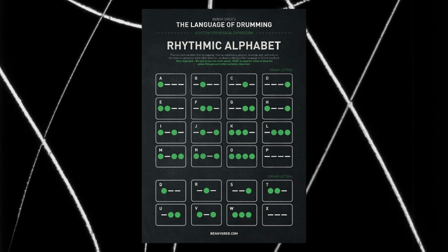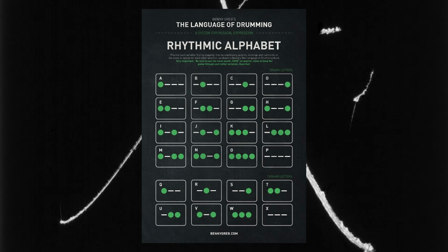In the last video, we talked about subdivisions, and in this video, I want to talk about permutations. This idea goes by different names depending on who you're talking to. Some people will call this a grid system. Benny Greb calls this the rhythmic alphabet in his Language of Drumming DVD. The basic idea is that instead of learning just a bunch of random beats and hoping that one of them works out for whatever musical situation we're in, we can systematically start developing our independence and our musical vocabulary for whatever situation we find ourselves in.